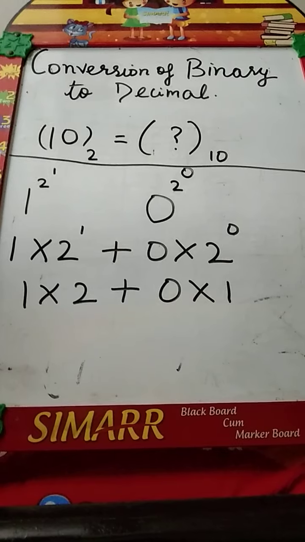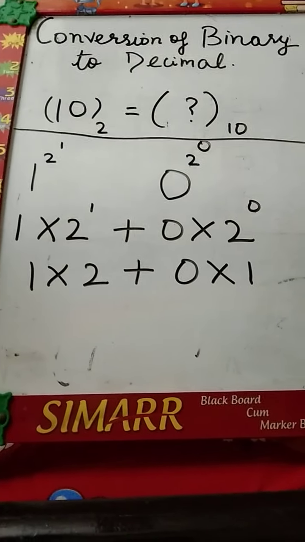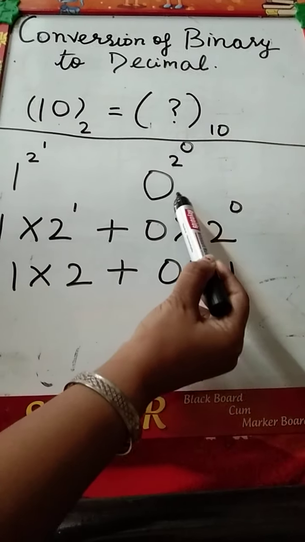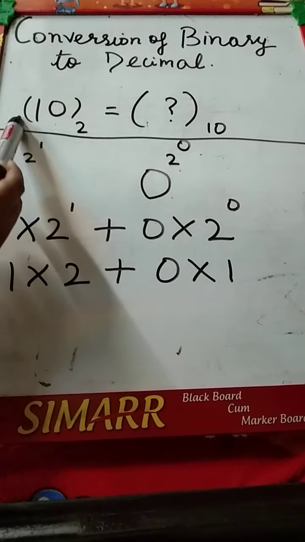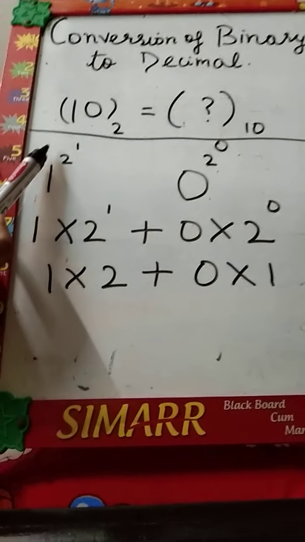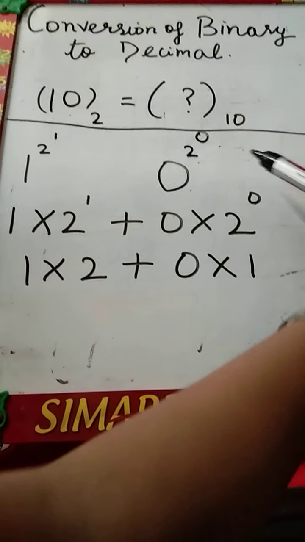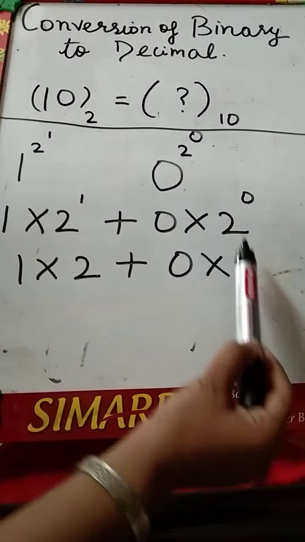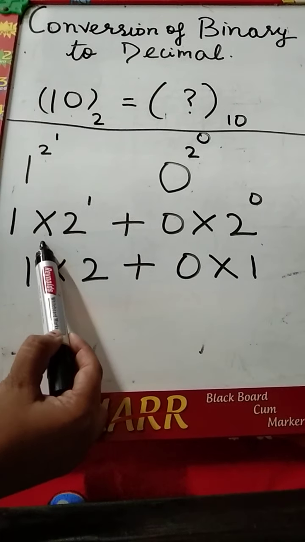So students, we should write it from the right to the left side. Here we write the 0 raised to power 0, and the same way we write the 1, which means 2 raised to power 1. So we write 0 multiplied by 2 raised to power 0, and 1 multiplied by 2 raised to power 1.